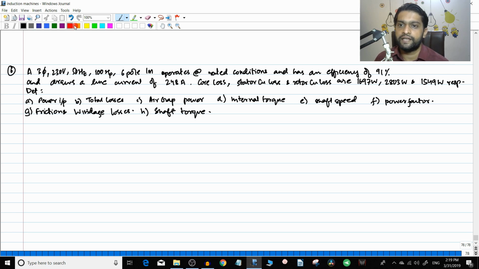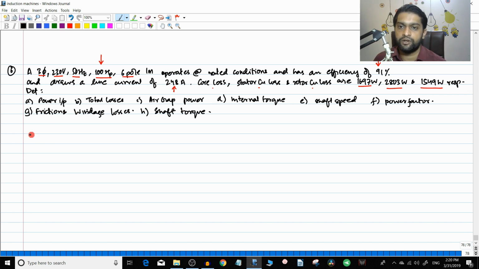So what they have given, let us see: a 3-phase 230 volt 50 Hertz 100 HP 6-pole induction motor is operating at rated condition. What is the meaning? The output power is 100 HP, because it is operating at the rated condition, so this is the rated output power of the induction motor. It is working at an efficiency of 91% and draws a line current of 248 amperes. The core loss, stator copper loss, and rotor copper loss are given to be 1697, 2803, 1549 watts respectively. So you have to find all these parameters. We will take everything one by one.